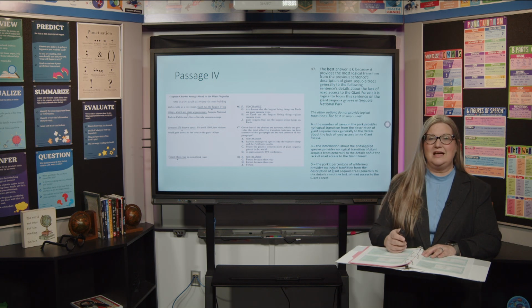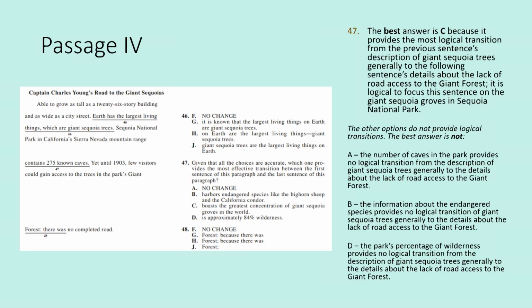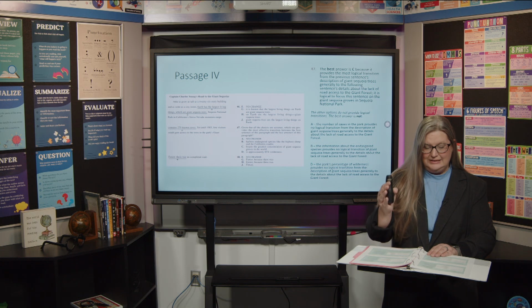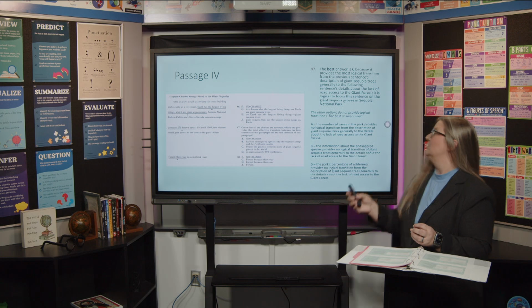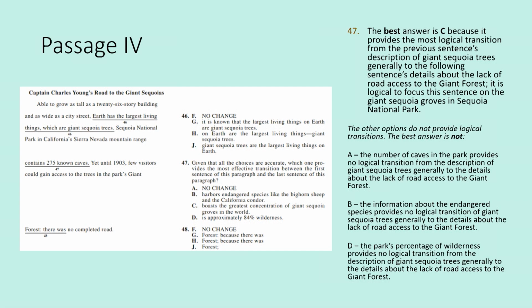So, item number 47, the best answer is C. It provides the most logical transition from the previous sentence's description of giant sequoia trees generally to the following sentence's details about the lack of road access to the giant forest. It is logical to focus this sentence on the giant sequoia groves in Sequoia National Park. The other options, none of those provide a logical sequence. And so you want to make sure that your sentence is logical. So let's look at those other answers.